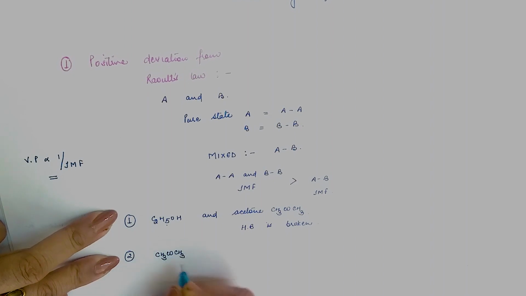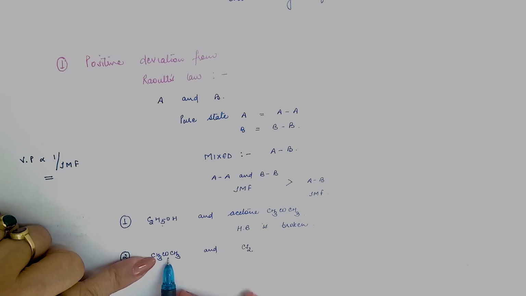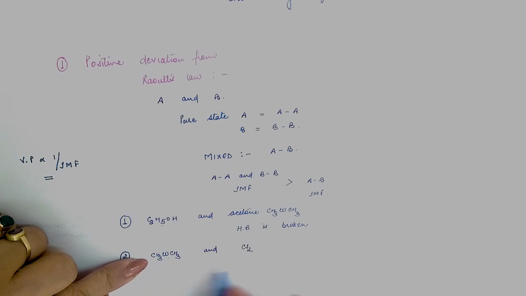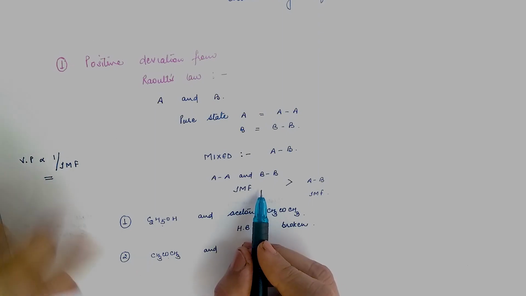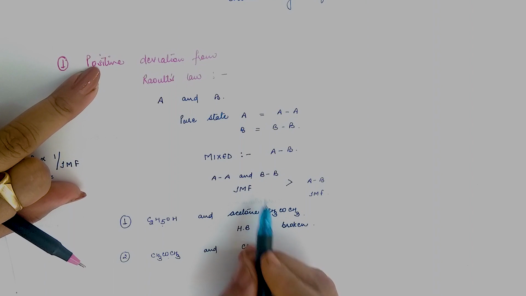Here it is CH3COCH3. To this I am adding carbon disulfide or carbon tetrachloride, any non-polar solvent. Now this is polar, having a dipole, and this is having mu equal to 0, so it is a non-polar solvent. This way also the solution has weak intermolecular forces. So this solution also will show which type of deviation? The positive deviation from Raoult's law.